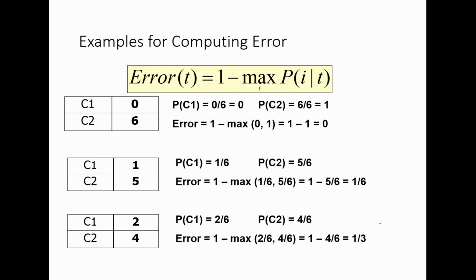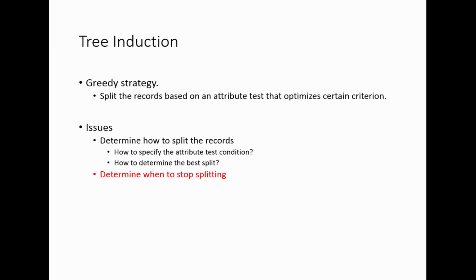Okay. So here is an example. How do you calculate this? The probability of C1 in this case, 0 by 6, is 0. Probability of C2 is 6 by 6, which is 1. So error is nothing but 1 minus the maximum of 0 and 1. The maximum of 0 and 1 is 1, and 1 minus 1 is 0. Same, right? Easy. Probability of C1 is 1 by 6, C2 is 5 by 6. The maximum of that is 5 by 6. So 1 minus 5 by 6 is 1 by 6. Right? That's the way you calculate the misclassification error.